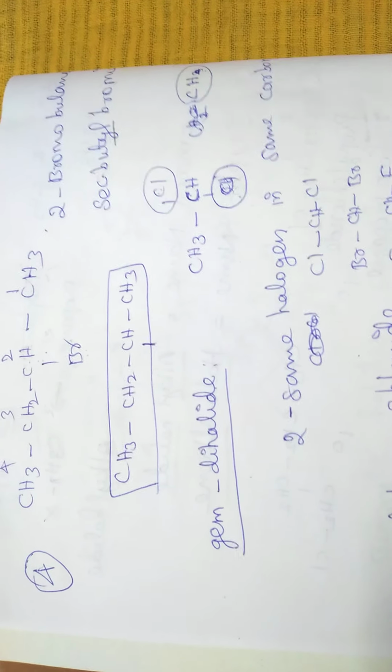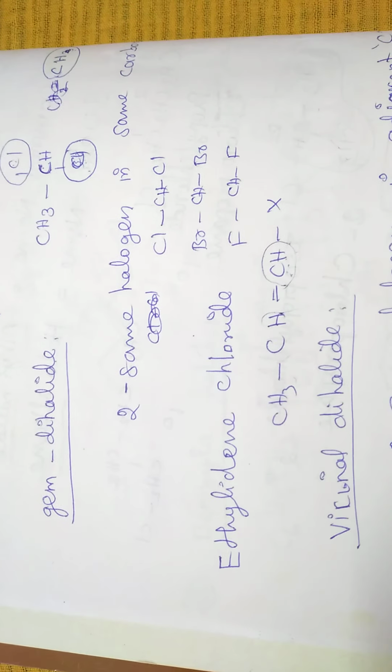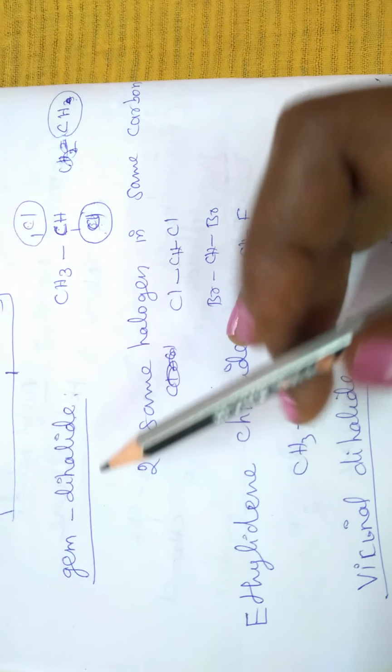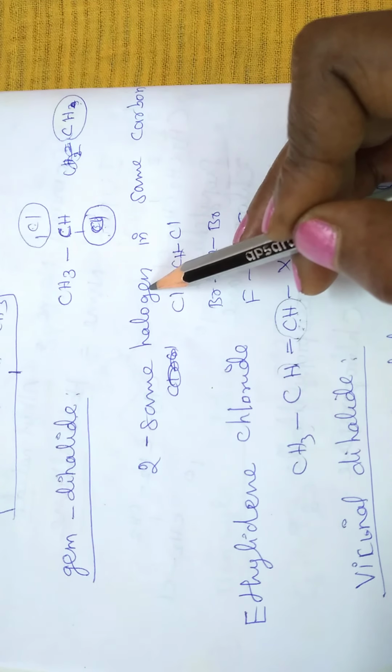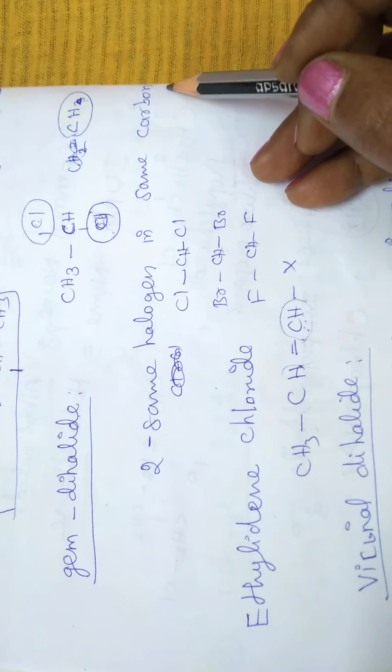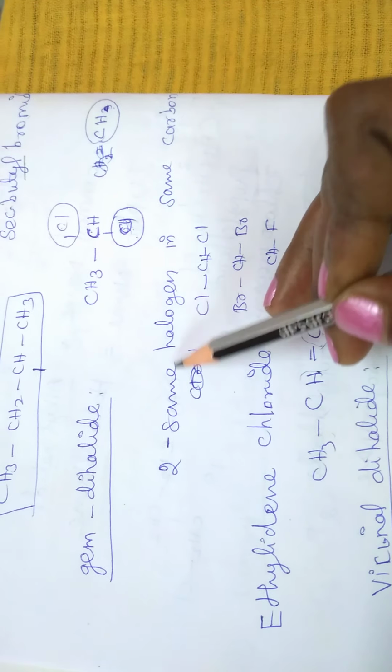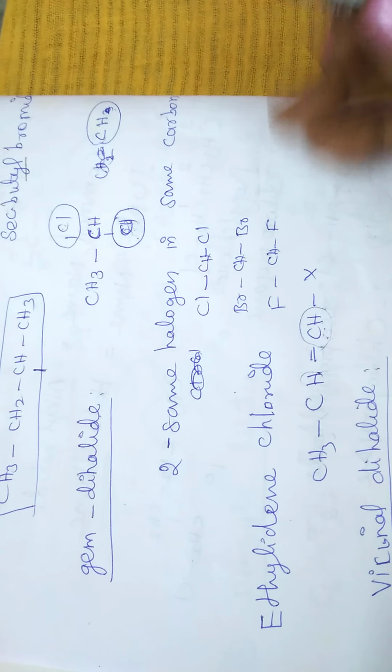So 2 bromo butane is the IUPAC name. Is it clear? Okay. The next one is gem halides. What is meant by gem halides? 2 same hydrogen in the same carbon atom. Okay, not hydrogen, sorry, halogens. 2 same halogens in the same carbon atom.